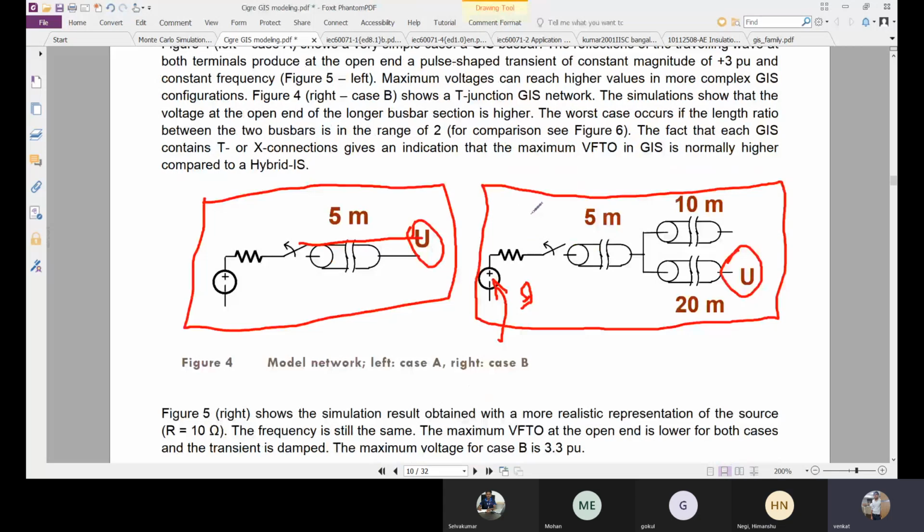What generally happens, according to you? Can you tell me what generally happens now? Whether the voltage will be higher at this point or here? Which voltage will be higher? That is my question. It will be higher in the second case, I think. But why? Because there are more discontinuities and there will be more reflections and refractions.